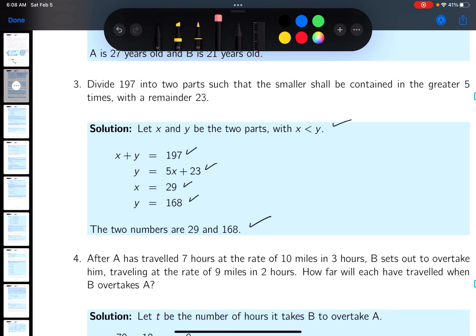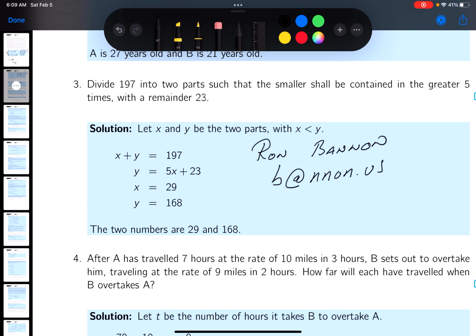And again, maybe after reading it with paper and pencil, or looking at the blue area, or looking at the videos, you're still confused. You know what? Reach out to me. My name is Ron Bannon, and my email address is Bannon, B as in boy, the @ symbol, NNON.US.